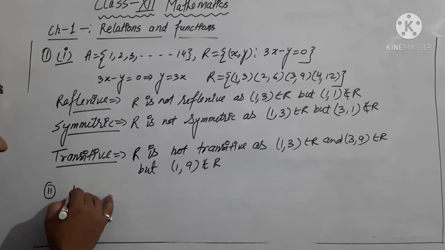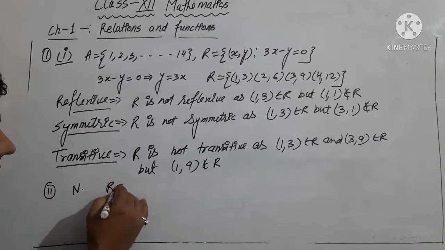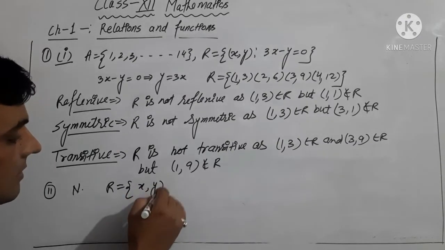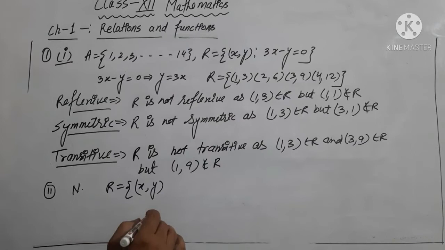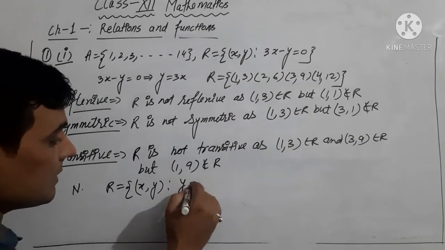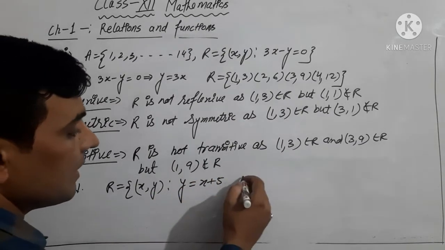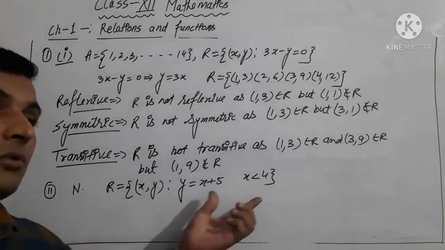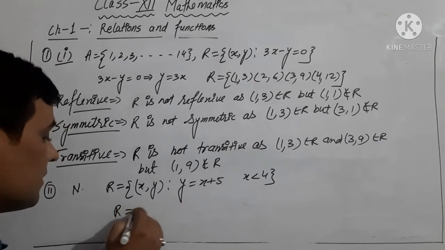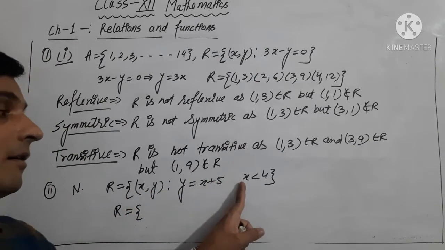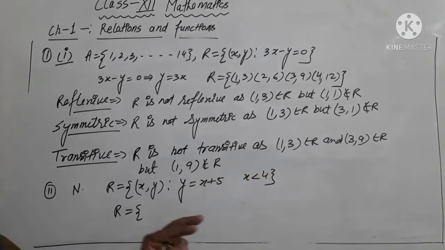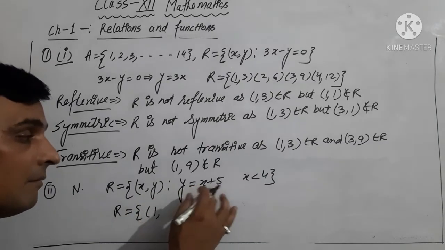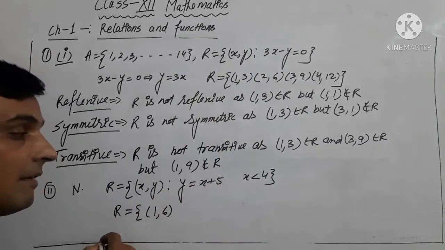Now we are coming to the second example, second part. R is in the set of natural numbers and R is defined as x comma y such that y equals x plus 5 and x is less than 4. Firstly we will convert it into roster form. What will be its roster form? We have to put the value of x as a natural number which is less than 4. The natural numbers start from 1. So firstly we will take 1. Then 1 plus 5, 6. The value of y is 6.